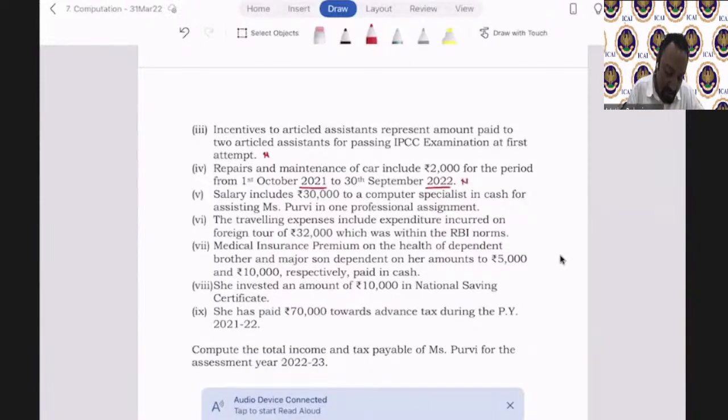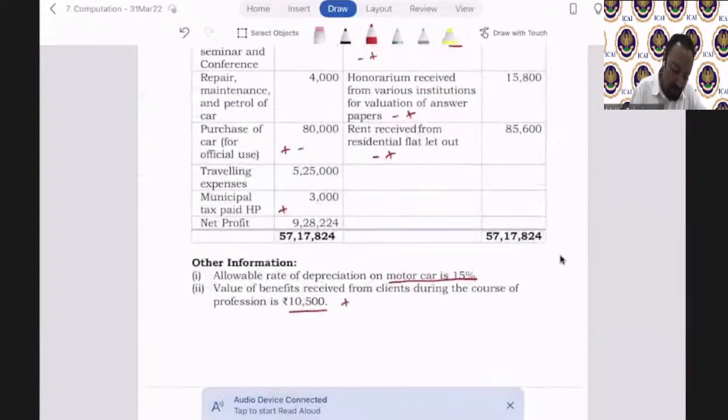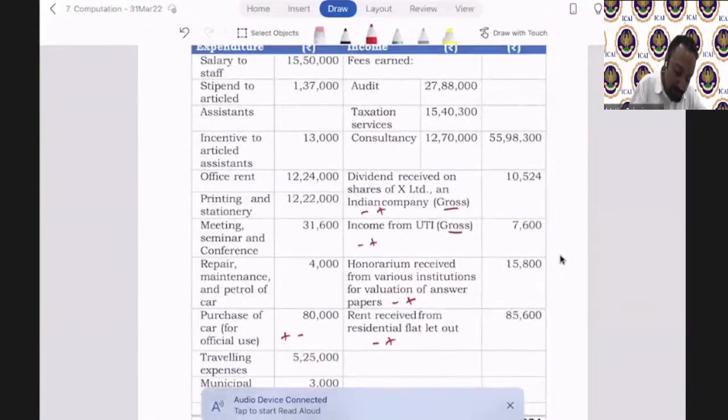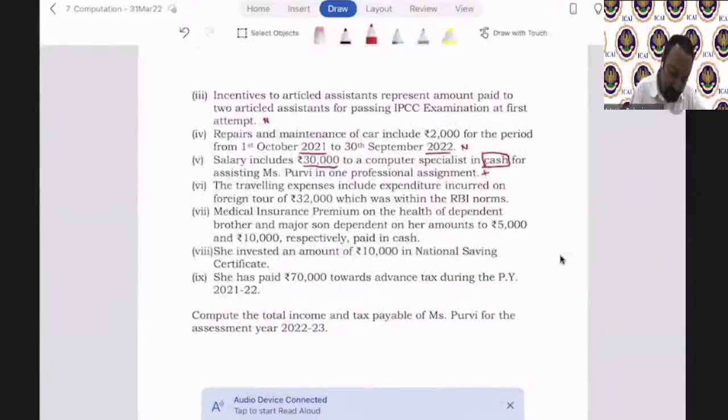Salary includes 30,000 to a computer specialist in cash for assisting Ms. Purvi in one professional assignment. So typically cash paid more than 10,000 is not an allowed expenditure. So you need to put a plus here. So for salary, you put that plus. So there is an addition in salary.